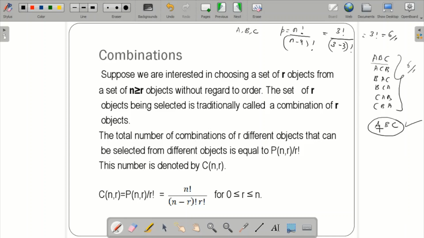Whereas in combination, we are interested in choosing a set of r objects from a set of n objects without regard to order. I don't want anything regarding the order. I'm just worried regarding the selection.